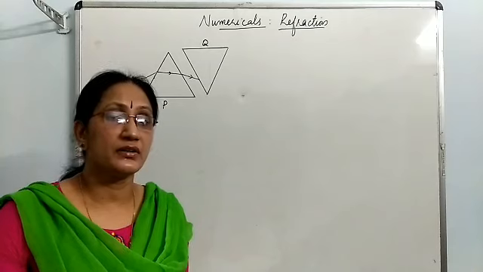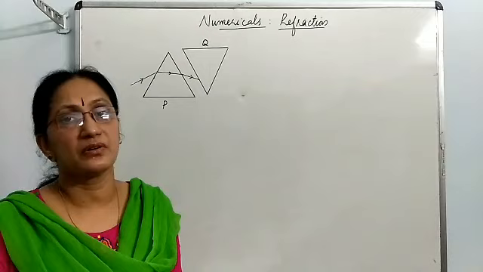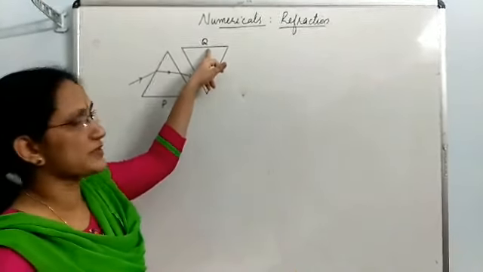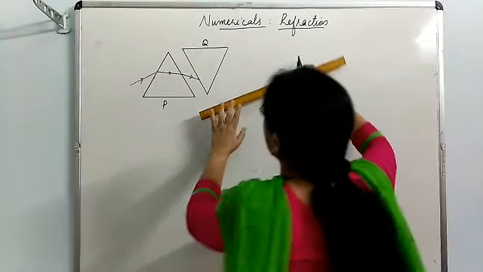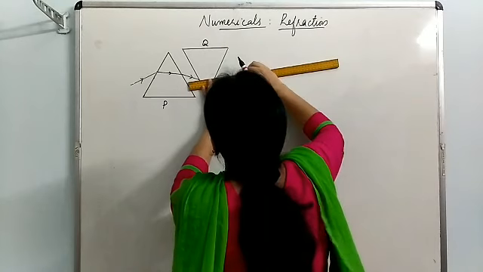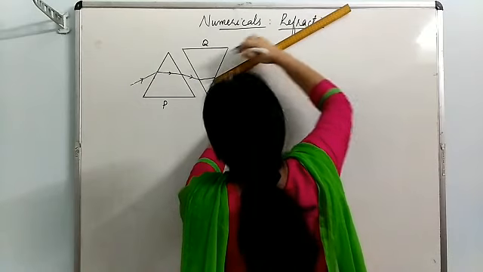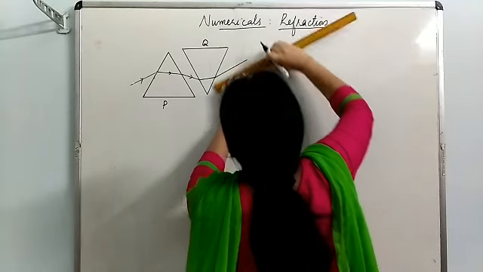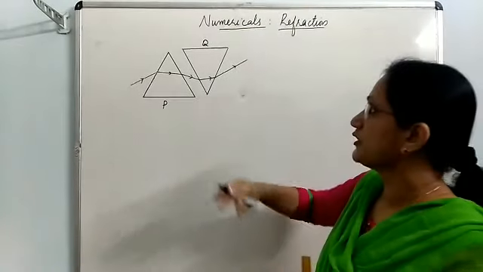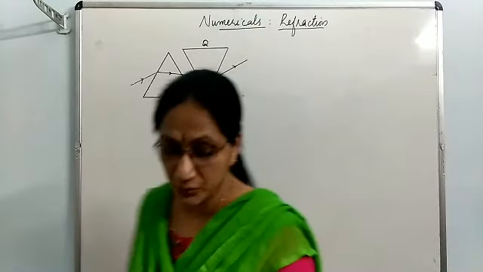I told already in the previous video, when a light ray passes through a prism, it always bends towards the base of the prism. Here is the base of the prism, so it will bend towards the base. The final ray will be bending towards the base. So this is how the light ray comes out from the prism Q.